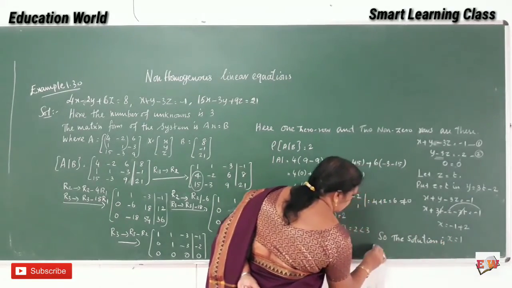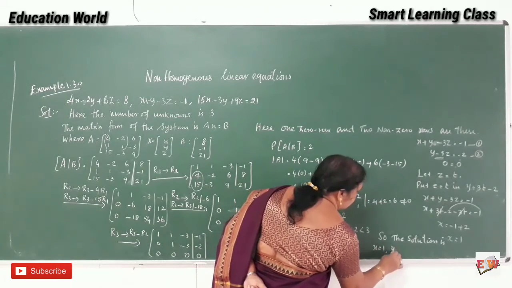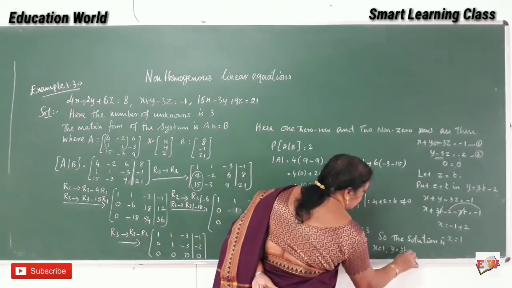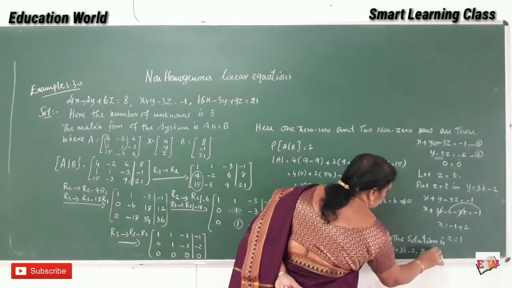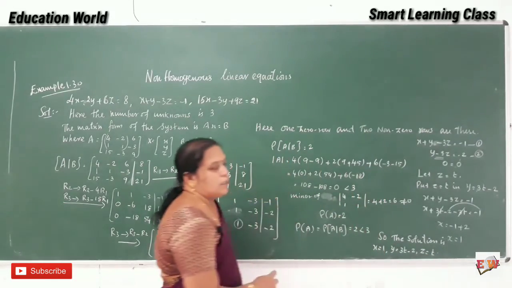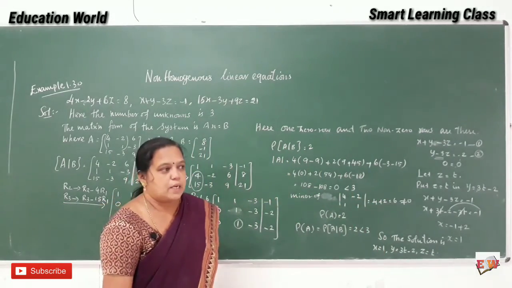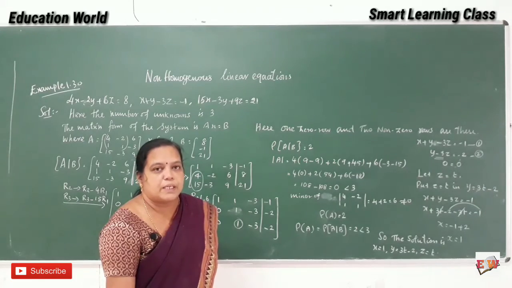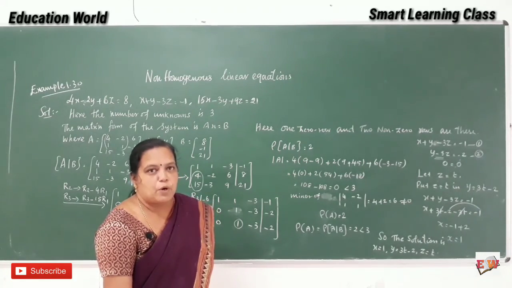The solution is x is equal to 1, y is equal to 3t minus 2, z equal to t. This is known as the one parameter family of solutions.